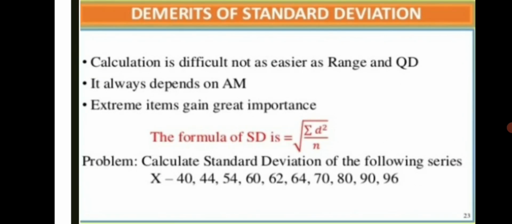Next one is the demerits of standard deviation. It is difficult to calculate, not as easy as range and QD. Its calculation depends on AM. Extreme items gain great importance. So the formula of SD is root of sigma d square upon n. So this is a problem in which we want to calculate the standard deviation of the following series.